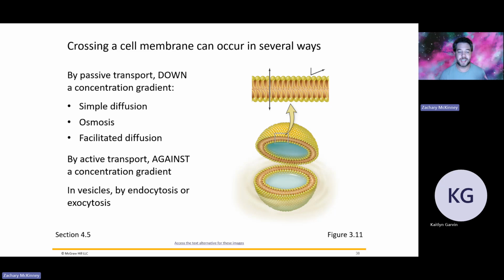If you're trying to move it against its gradient, we call that active transport. Things like endocytosis and exocytosis. We'll see active transport. Typically, you're going to be talking about specific proteins rather than general processes. Active transport, again, is characterized by going against its concentration gradient. You're moving something from an area of low concentration to an area where it's already highly concentrated.